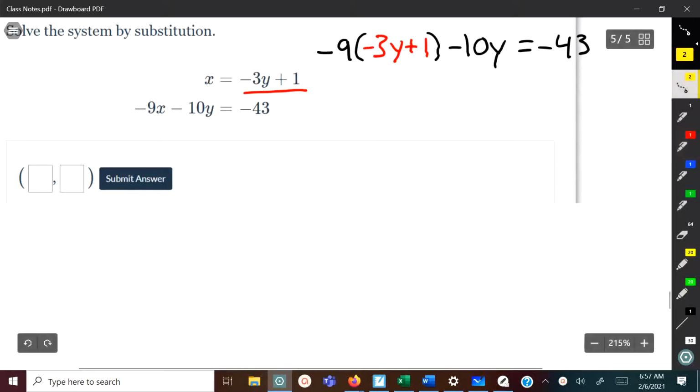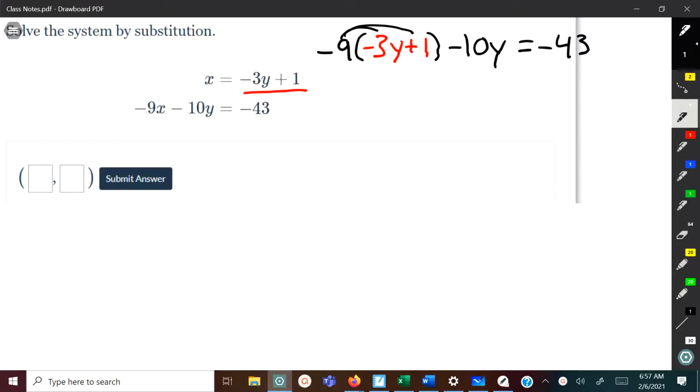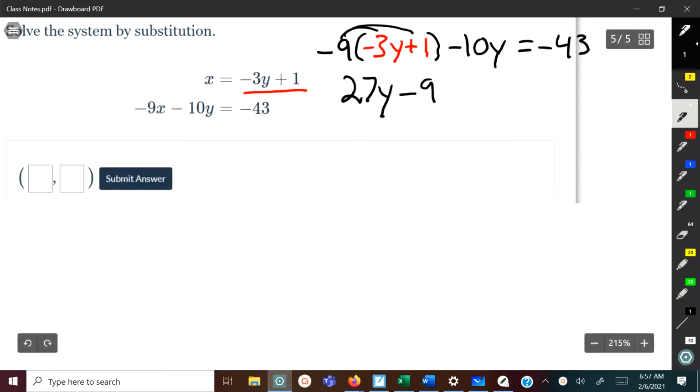Now the whole equation has nothing but y's in it. Okay, I'm going to go ahead and distribute the negative 9. Negative times a negative is a positive. 9 times 3 is 27. Negative times a positive is a negative. 9 times 1 is 9. Bring down my negative 10y.